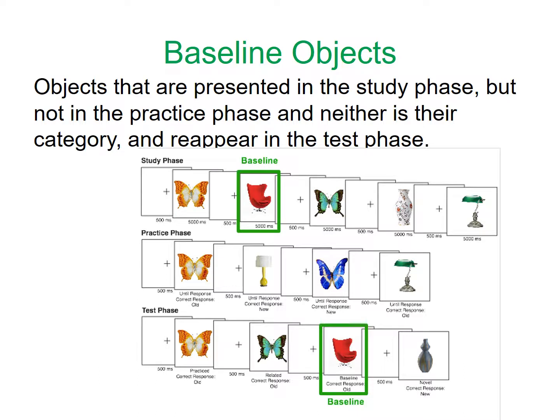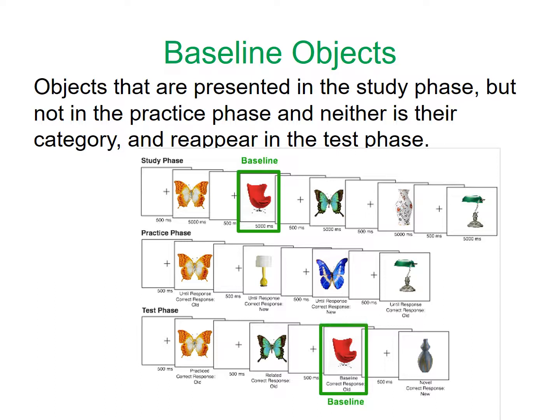The final group of objects is baseline objects. These objects serve as a way to determine just how much you forgot the related objects. An example of a baseline object is circled here in green. Like the related objects, they also only appear in the first and third phases of the experiment. However, unlike the related objects, their category is not practiced at all in the second phase, the practice phase of the experiment. Here you see that none of the chairs were practiced.